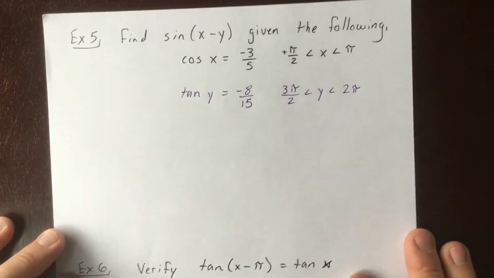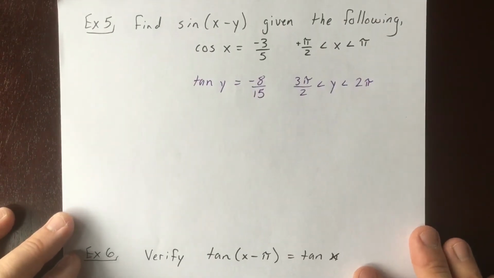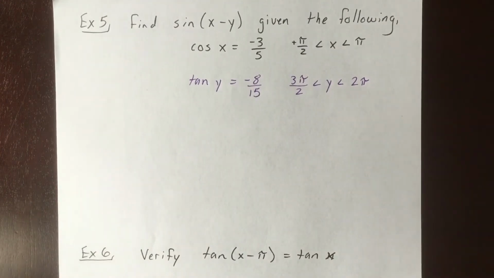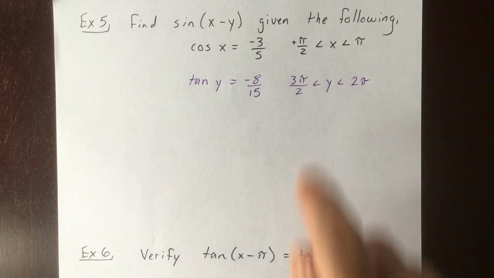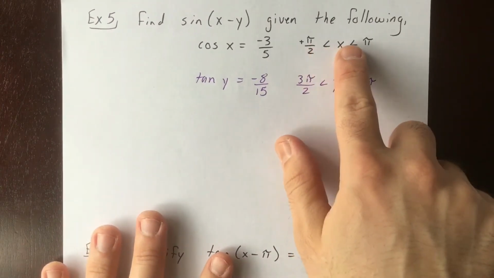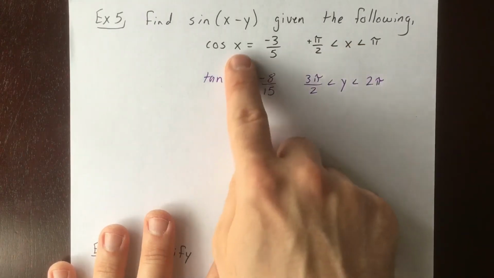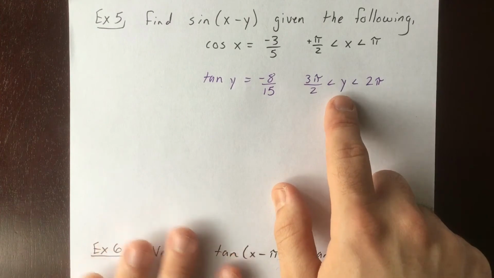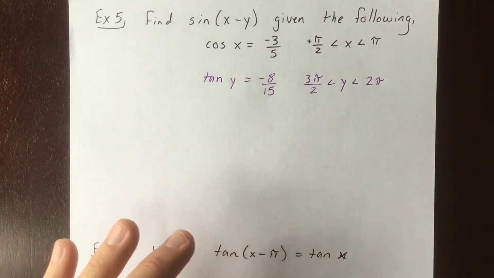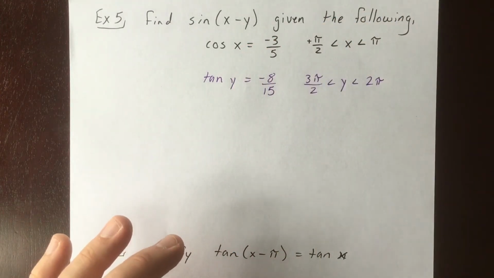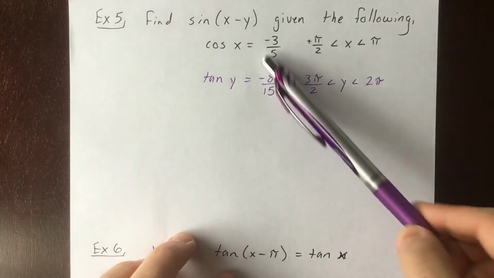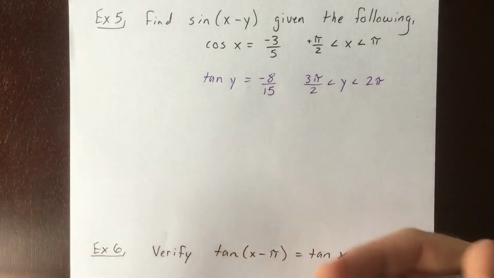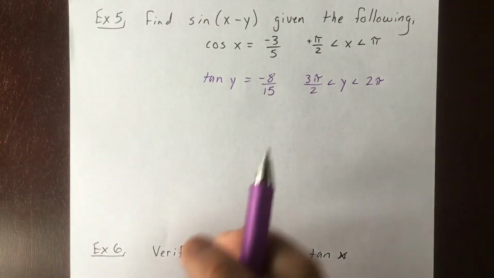Let's see what we've got now. Find sine of x minus y given the following. Cosine of x is negative 3 over 5 within this interval, and tangent of y is negative 8 over 15. One thing I foresee us having issues with is that these are not common fractions, so we're not going to be able to easily use radians at all.